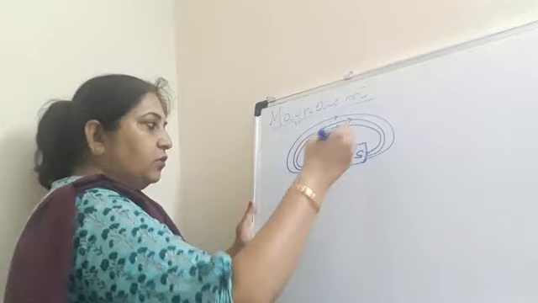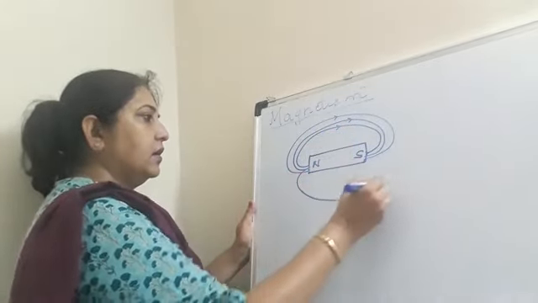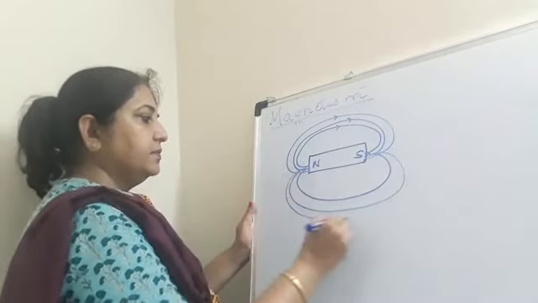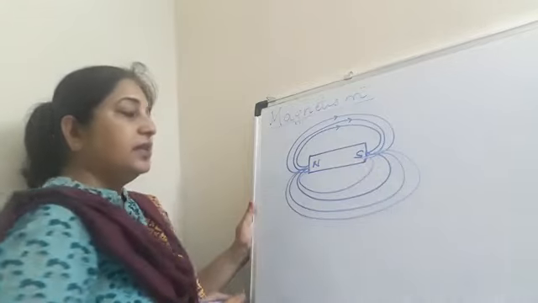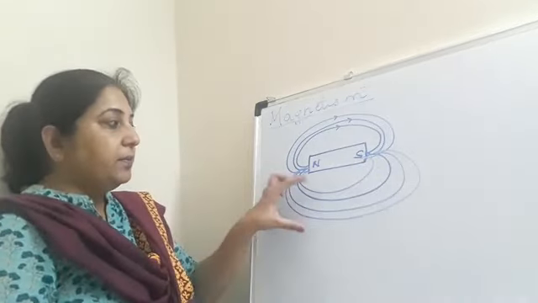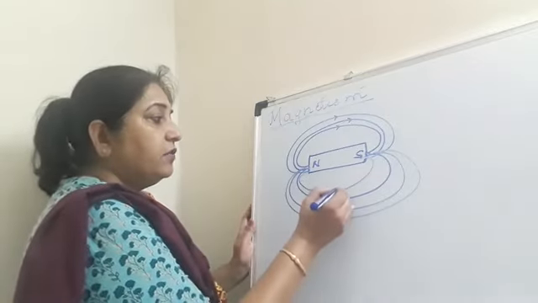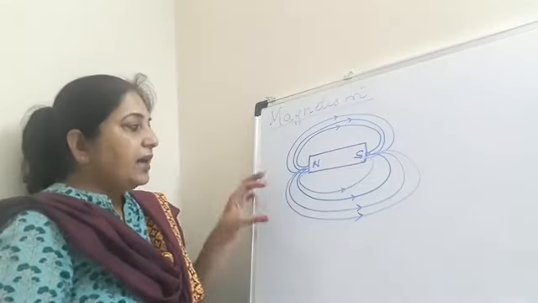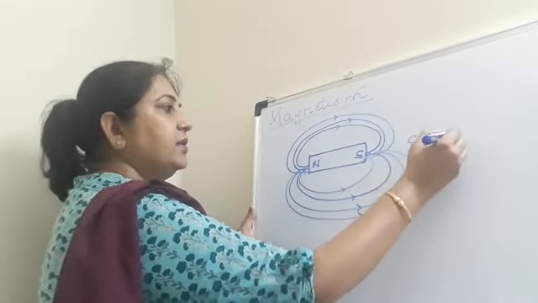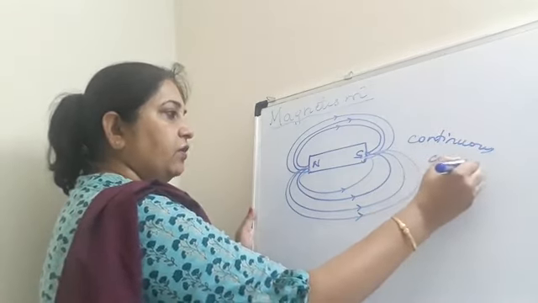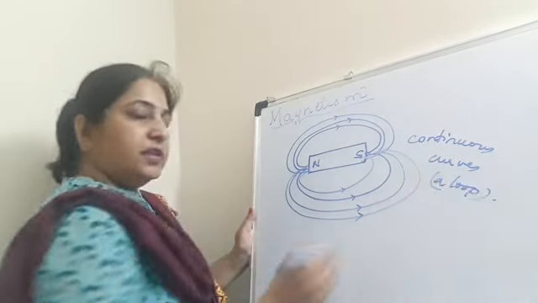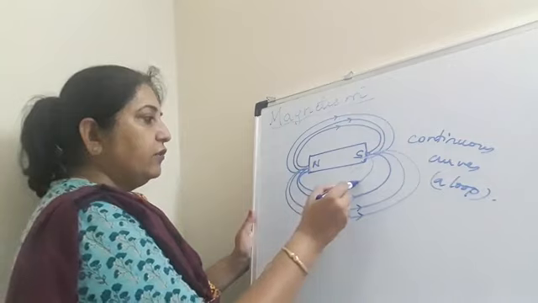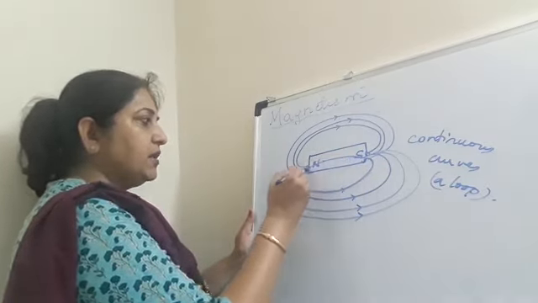Then this side also we can show here and here, right? So these are magnetic lines of force which are representing the magnetic field. The direction of the magnetic lines of force is always from north to south. They are actually continuous curves, or we can say they form a loop. To complete the loop, they have to move from inside the magnet, from south to the north.